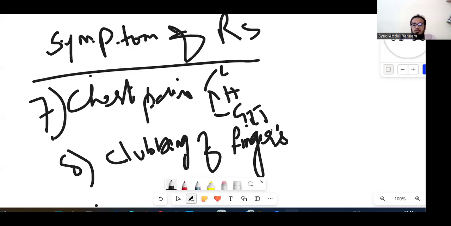So here we have the symptoms. Number 1 is cough. Symptom number 2 is shortness of breath. Symptom number 3 is wheezing sound, crowing sound. Blood in sputum. Next we have chest pain, clubbing of fingers. Next is lung abscess. And sometimes clubbing of fingers is due to lung abscess, lung cancer, or bronchitis. Okay.